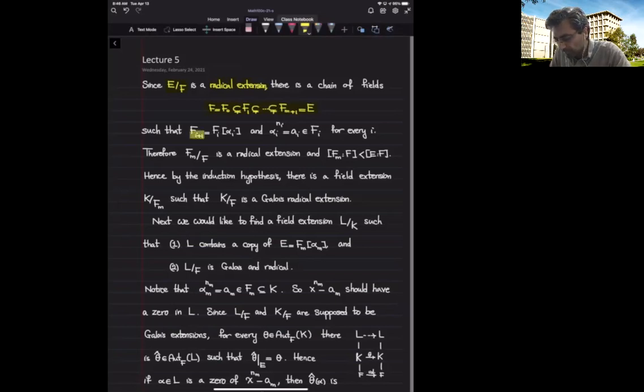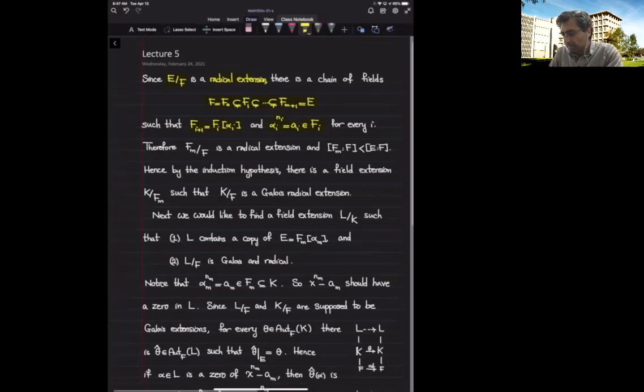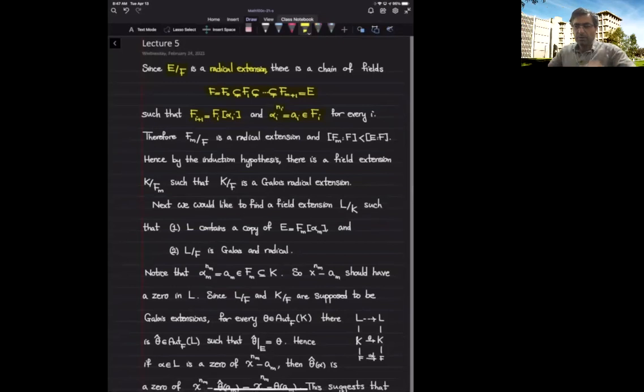So F sub i plus 1 is F sub i joined with some n sub i-th root of an element inside F sub i. So I'm adding a root of a polynomial of the form x to the power n sub i minus a sub i, where a sub i belongs to the previous field F sub i. That's the definition of being a radical extension. And I can assume that I have a strictly increasing chain of fields.